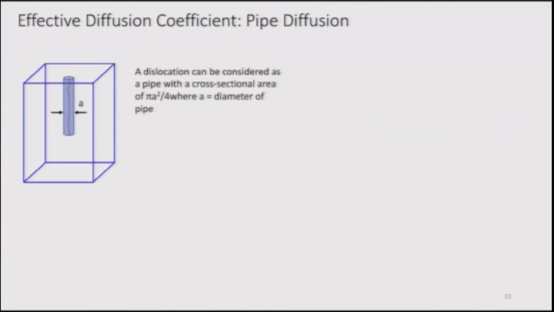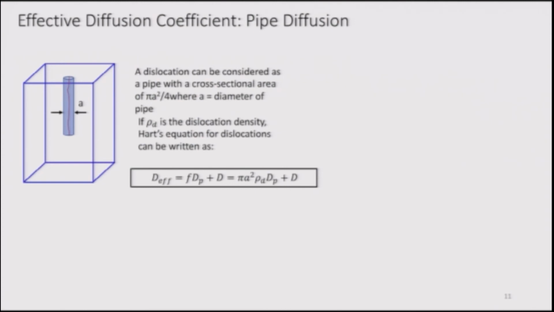We can apply a similar treatment to pipe diffusion to find out the effective diffusion coefficient. I have shown a schematic here for the pipe diffusion. A dislocation can be considered as a pipe with a cross sectional area of, let us say, pi a square by 4, where a is the diameter of the pipe, and so the D effective again would be given by Hart's equation as f times dP plus D, where dP is the pipe diffusivity and D is the lattice diffusivity.